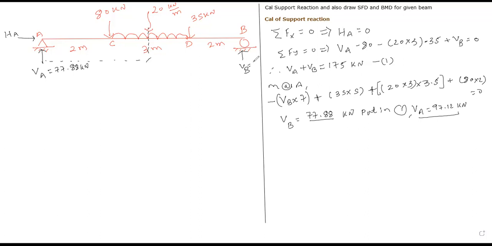VB equals to 97.14. VA is 97.12. Take check. And VA equals to 97.12. I hope it is clear. Fine now.